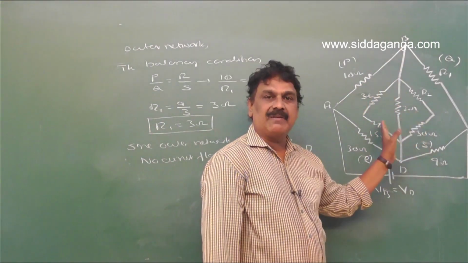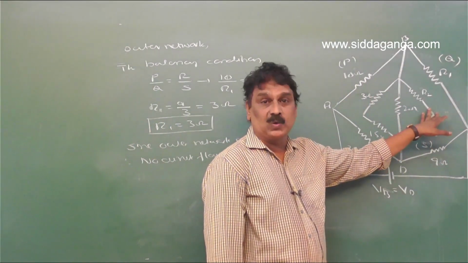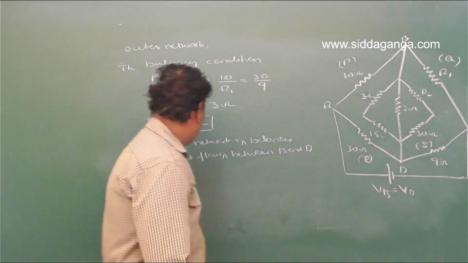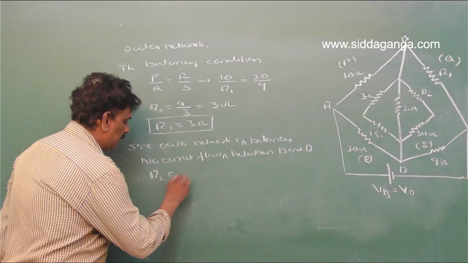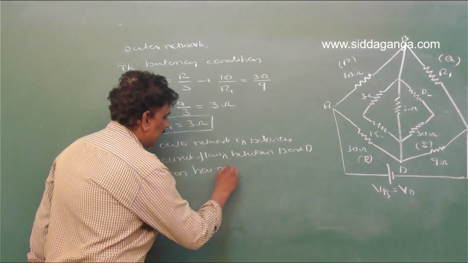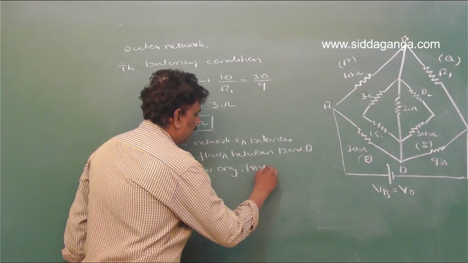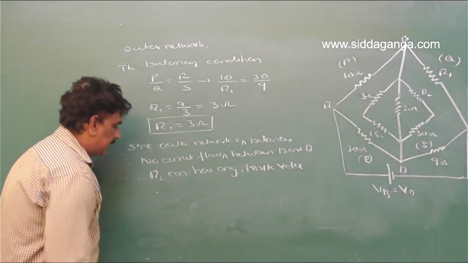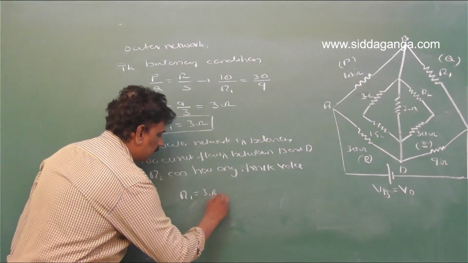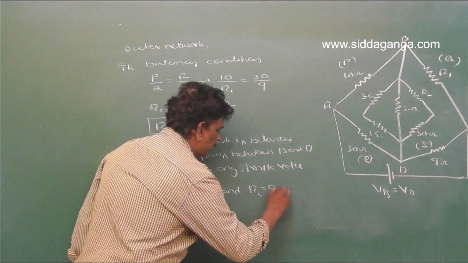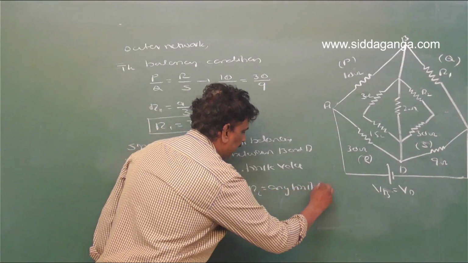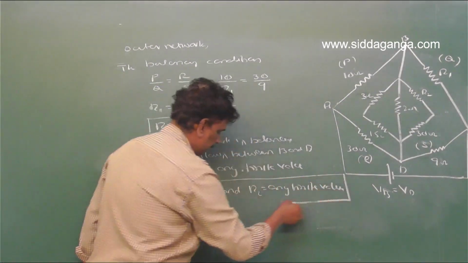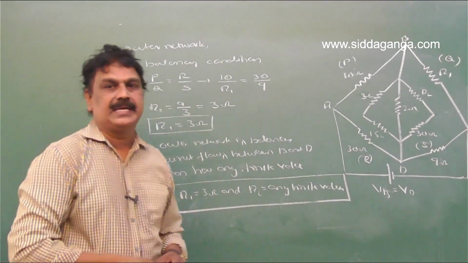So whatever may be the finite value of R2, the bridge is still balanced. Therefore R2 can have any finite value. Therefore, the answer is R1 is equal to 3 ohm and R2 is equal to any finite value. This is the answer.